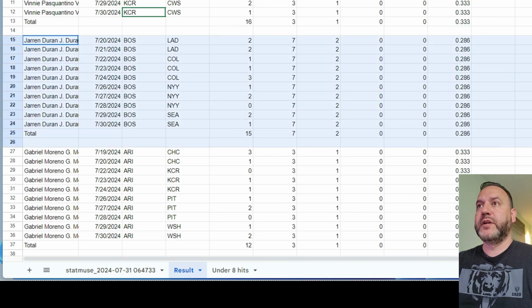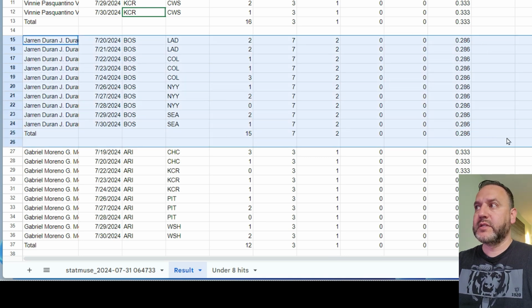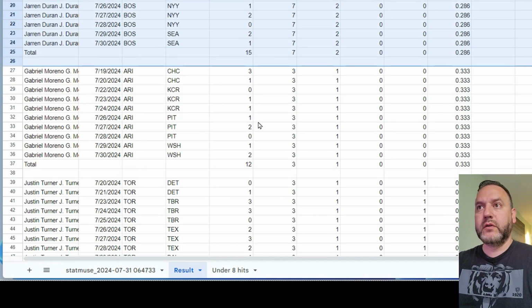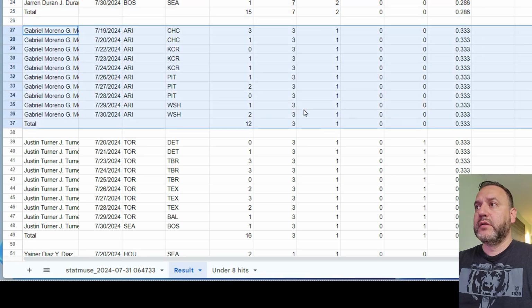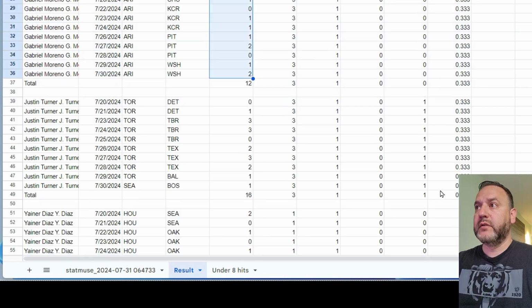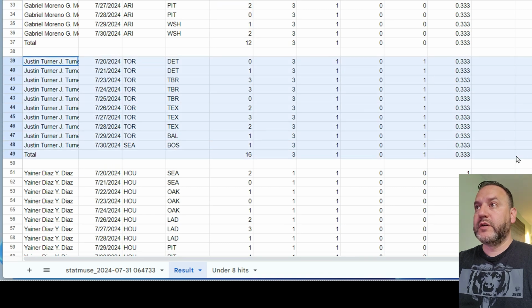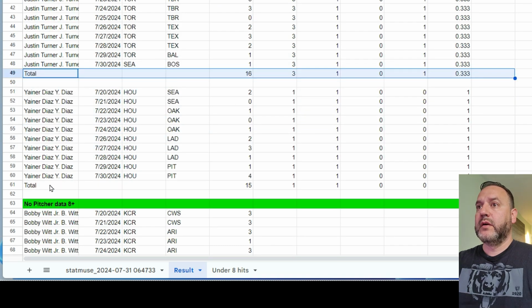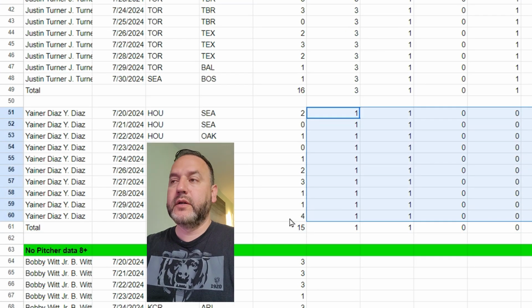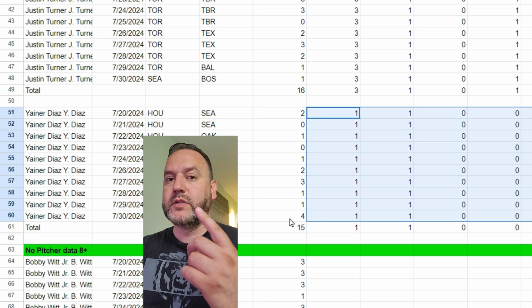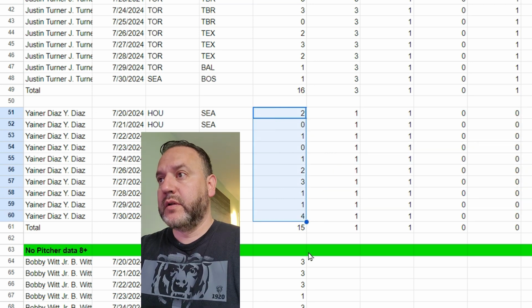Same thing here for Jarren Duran, 15 hits, very solid overall, and he's got a .286. So I might skip this guy actually, just because this .286 is not amazing. Then you got Gabriel Moreno, 12 hits, so very solid. Justin Turner, I'm not going to go through every one, but you can see 16 hits, 15 hits. This guy has a 100% hit rate against this pitcher. He's gone up once and hit once, but he's got 15 hits.